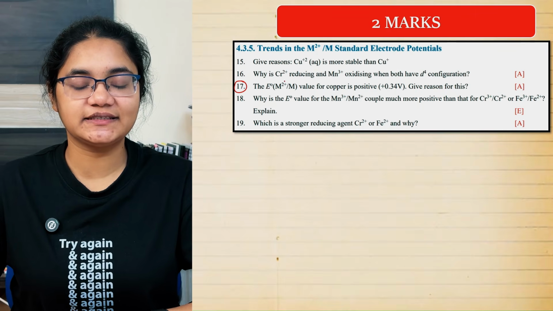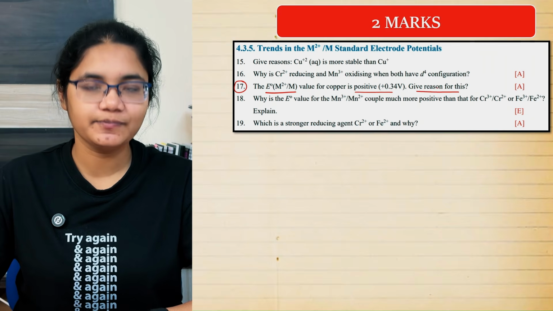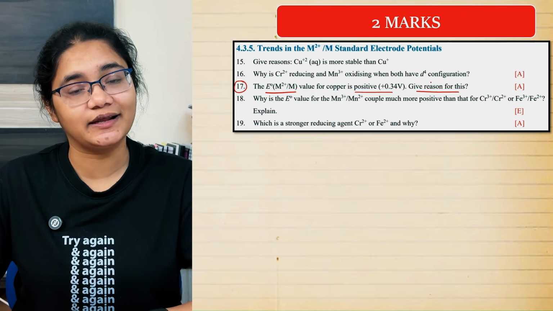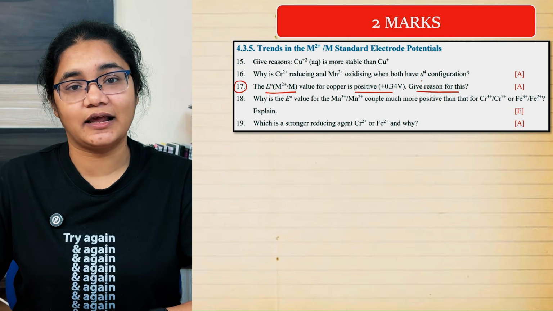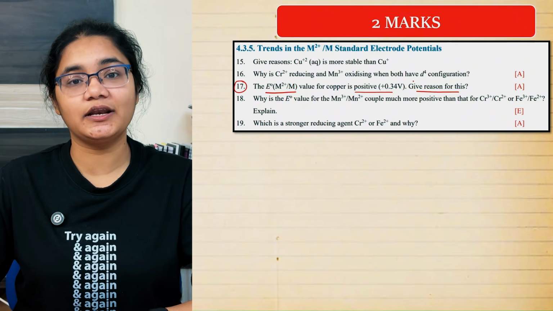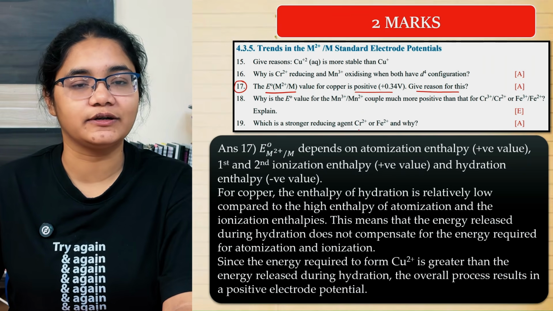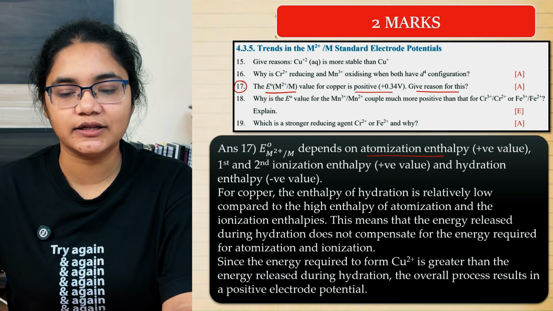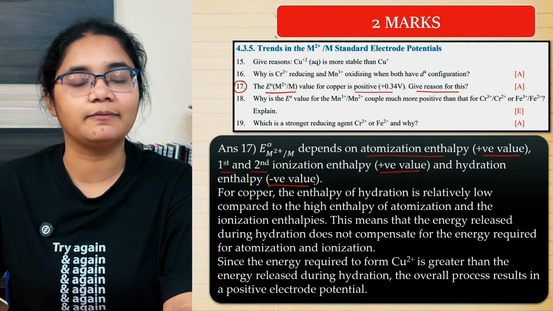Now let's discuss question number 17. The E0 value of copper is positive, that is 0.34. Give reason for this. The E0 value depends on many factors like atomization enthalpy, ionization enthalpy, and hydration enthalpy. Out of these, atomization enthalpy and ionization enthalpies are positive values, and hydration enthalpy is a negative value. Copper has very high atomization and ionization enthalpy, so overall the positive value is very high, and that is why the overall reduction potential is positive. The E0 value of any metal depends on the atomization enthalpy, which is positive, the first and second ionization enthalpy, again positive, and hydration enthalpy, which is negative.